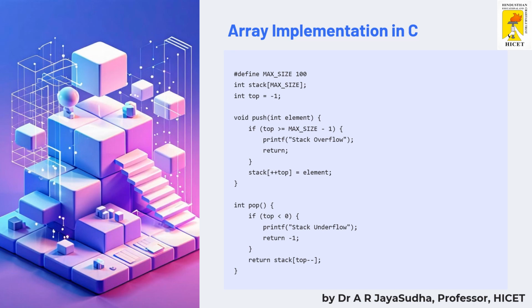In the case of the pop function, we are checking whether the top is less than 0. In case the top pointer value is less than 0, it's understood that the stack is underflowing and the program returns -1. Otherwise, if it is not less than 0, it means that the stack has got values. So we are removing the top element, the value that is pointed to by the top. After it has been removed, the top is decremented.